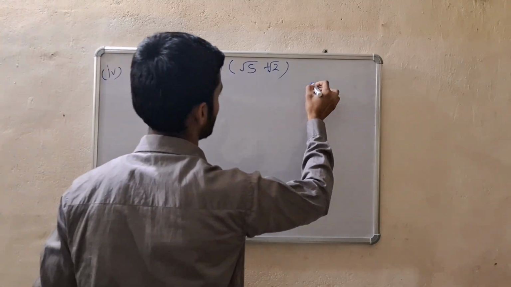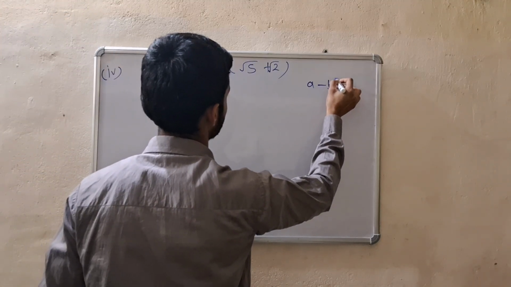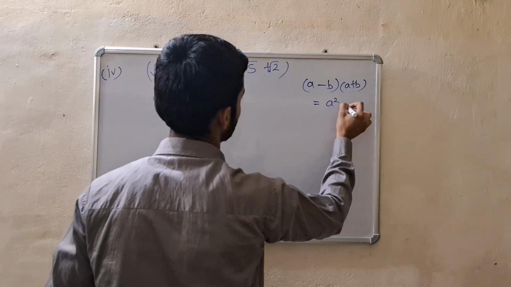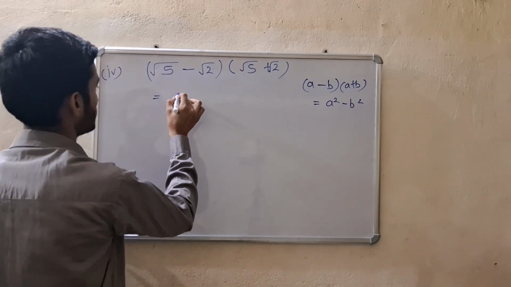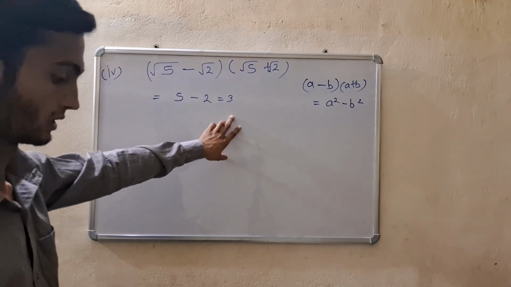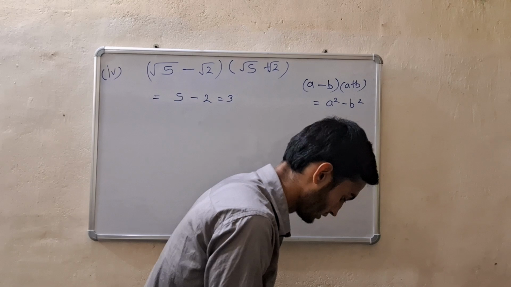So here we will use this identity, a minus b times a plus b equals a squared minus b squared. So a squared will be 5, minus b squared which is 2, so it is going to be 3. So this is the simplified version, right?